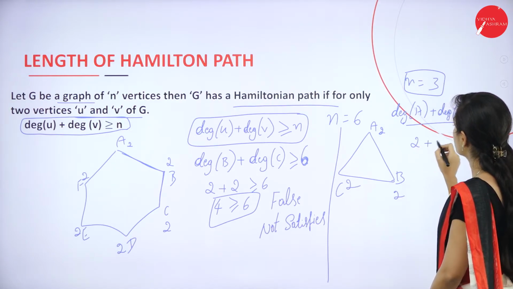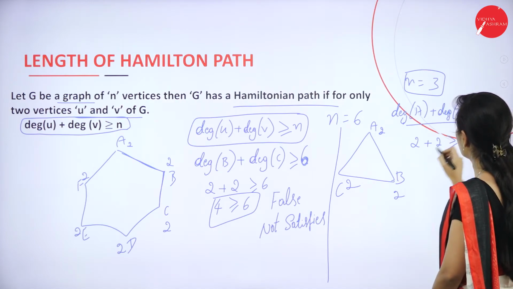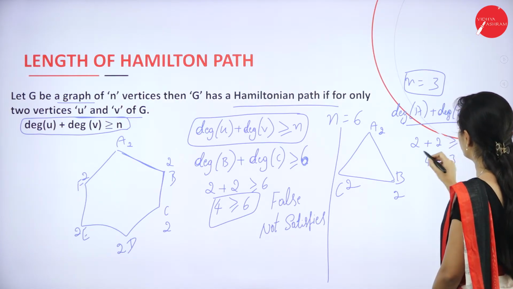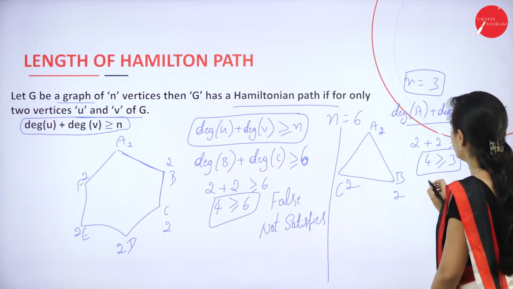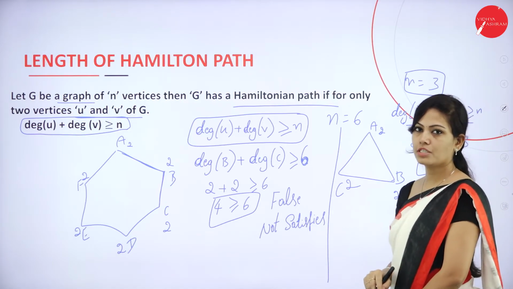So 2 plus 2. I'll take A and B. 2 plus 2 greater than or equal to 3. So 4 is greater than or equal to 3. Is it true? Yes, it is true. It exists, a Hamiltonian path. It is a very simple concept.